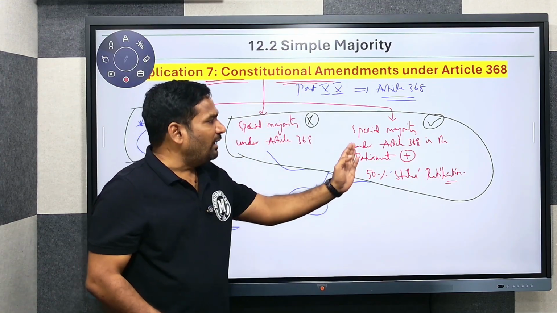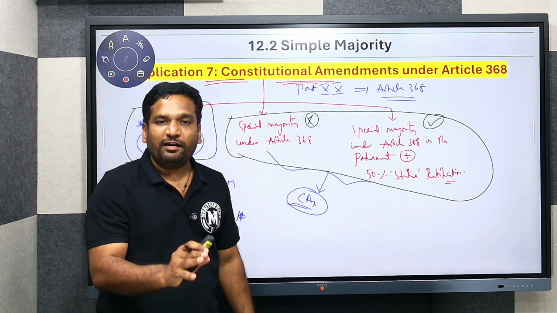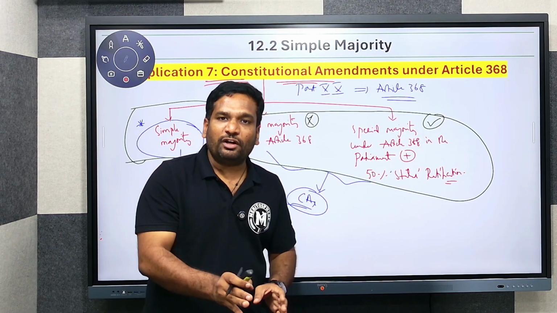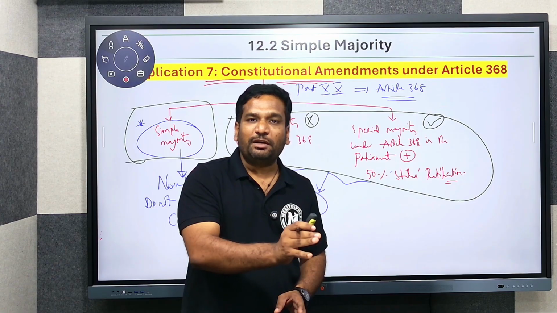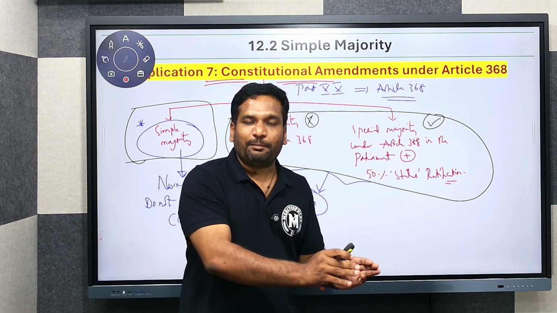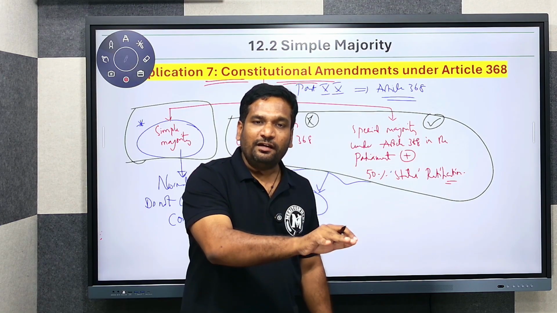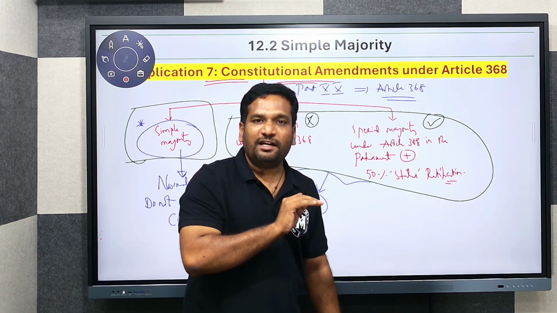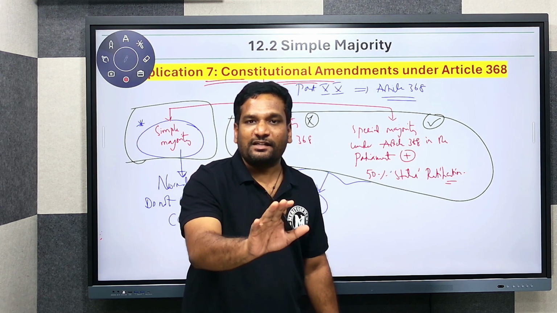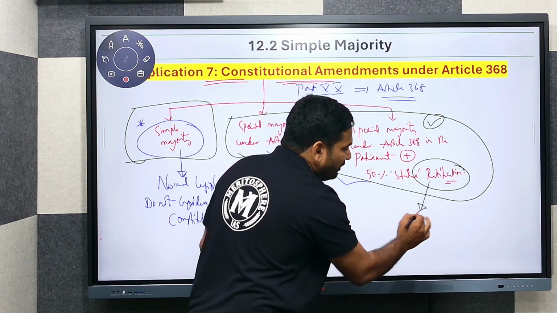Whenever there is a disturbance to the federal provisions, or to the states' interest, such constitutional amendment bills have to get special majority under Article 368 in the Parliament. After passing, the bill has to be sent to the states, and the states have to give consent. At least 50% of the states have to give consent. Here the consent is there, right? The ratification is based on the simple majority.